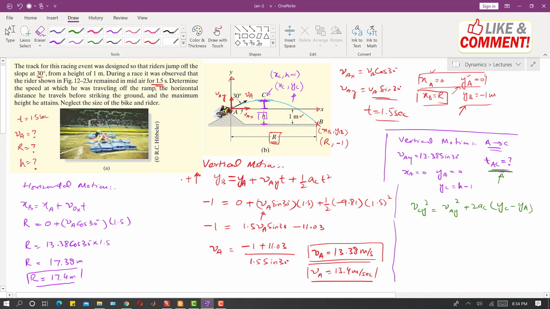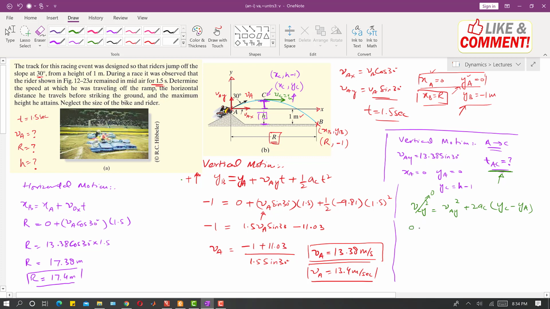When this rider reaches this point C, the velocity vector will become horizontal. So let me draw that velocity vector. At point C, this will be the velocity vector, VC, and it has only the horizontal component, VCX. This means that at this particular point C, VCY will become 0. When the rider has reached its maximum height, the vertical component of the velocity at that point will be 0.